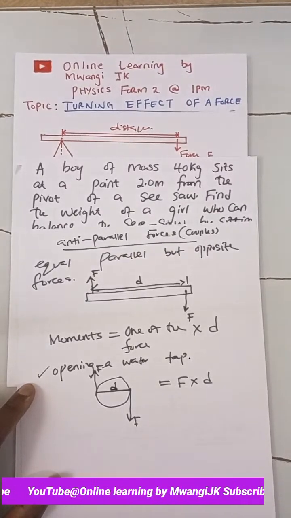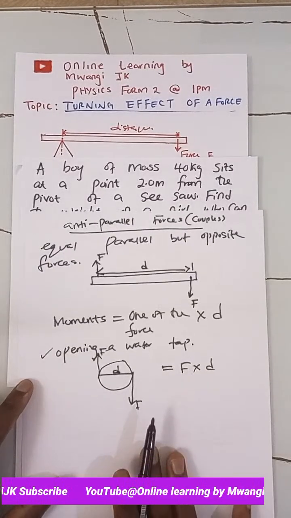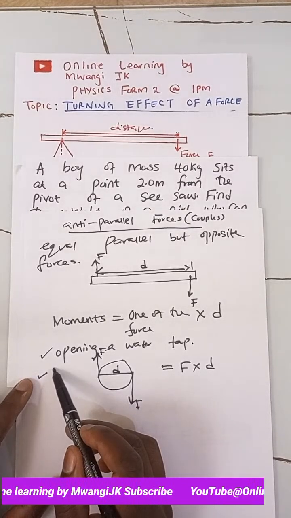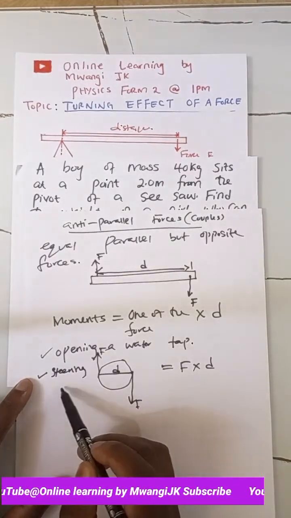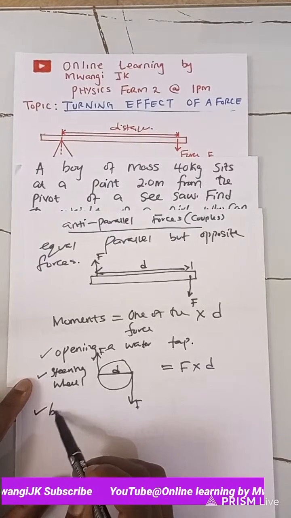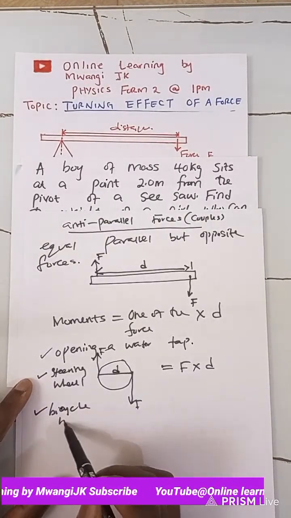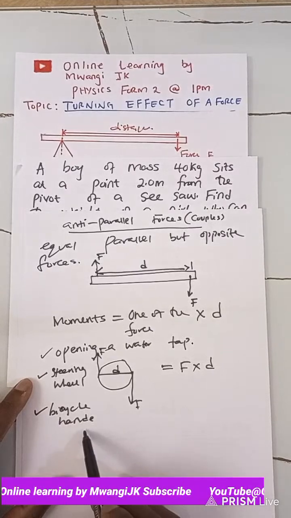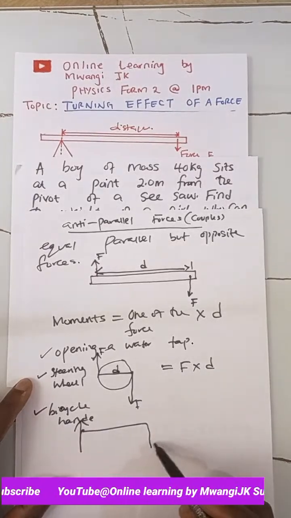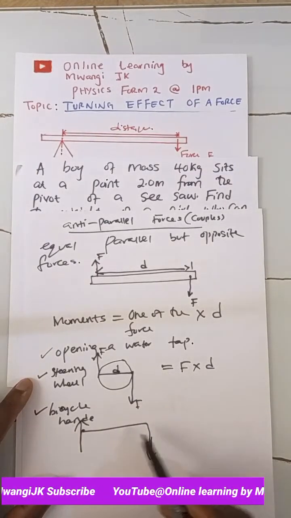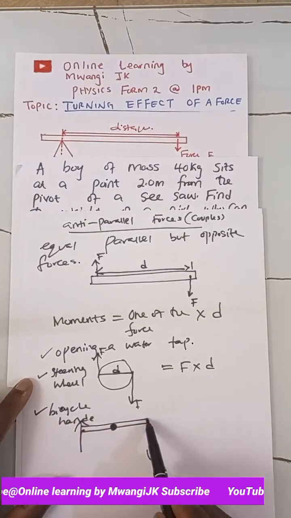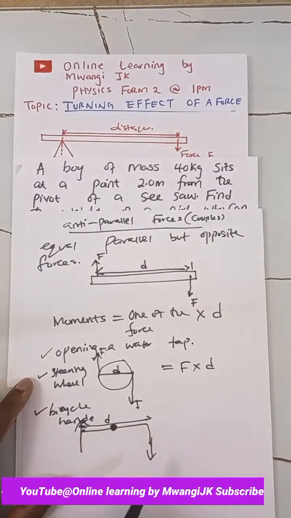Again, force applied on a bicycle handle. When one is riding a bicycle, we have one force applied in this direction, while another is applied in this direction, and of course we have the turning point here. Again, we take the whole distance and call it d.